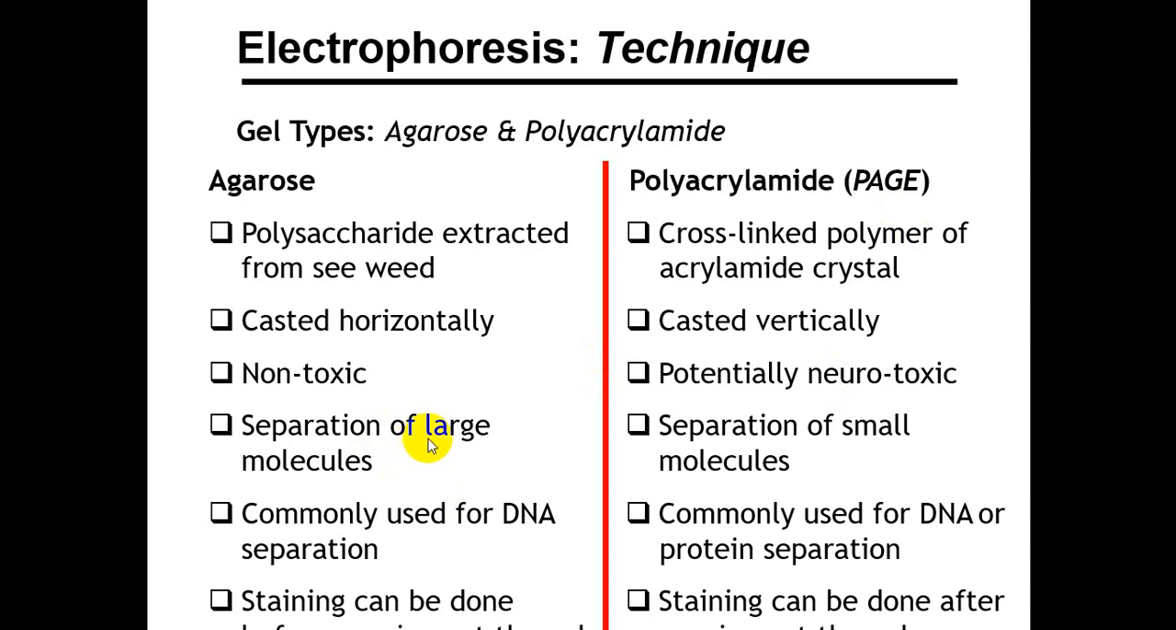Agarose gels are used to separate large molecules. Polyacrylamide gels are used to separate small molecules. Agarose gels are commonly used for DNA separation, whereas polyacrylamide gels are used for DNA and protein separation. With the agarose gel, protein staining can be done before pouring the gel, whereas staining can be done after pouring out the gel for polyacrylamide gels.